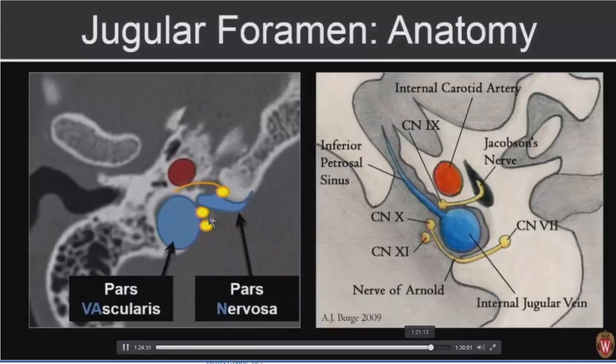So now finishing up with the jugular foramen, we want to take a look at a couple of different cases in this anatomic location.